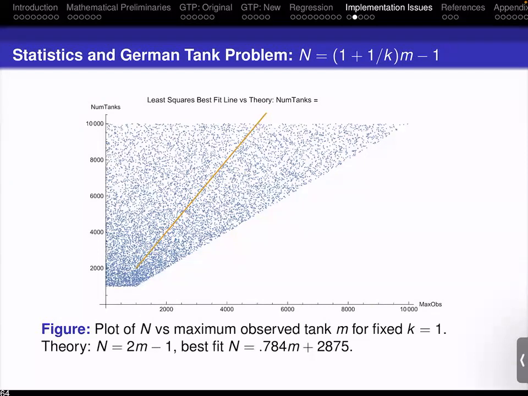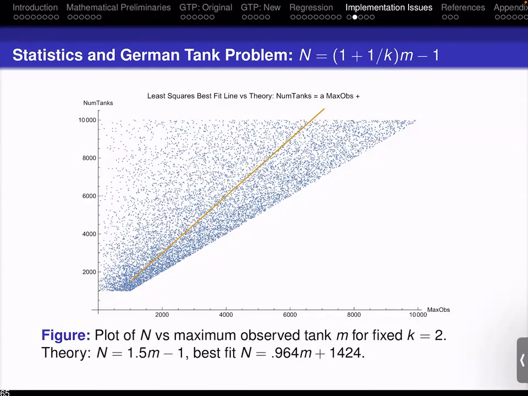We flipped them. I could try k equals 2. If I try k equals 2, the theoretical line is 1.5 m minus 1. The best fit line is 0.964 m plus 1424. Could this possibly be right? Is there any way this could be right for all values of m? As m gets large, could this be correct? Why not? Yeah, same reason as before. The slope is still less than 1.